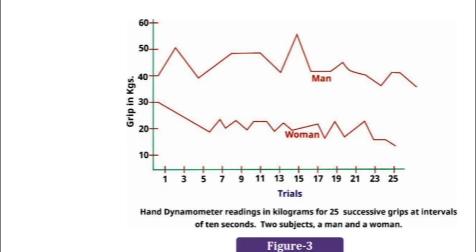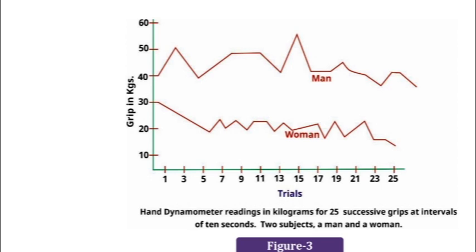If you look at this graph, figure number 3, this is the trials: first trial, third trial, fifth trial, 7th, 9th, 11th, 13, 15, 17, 19, 21, 23 and 25. Now, this is the grips in kg. How many grips you are making? Grip in the dynamometer when you are making the grip.